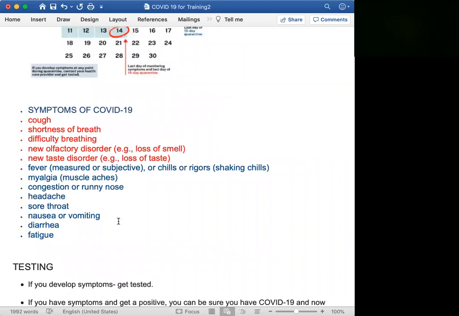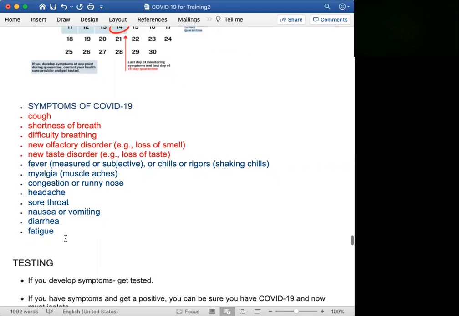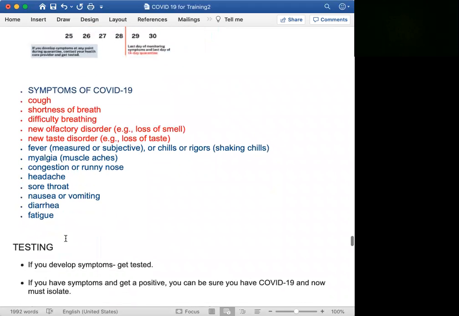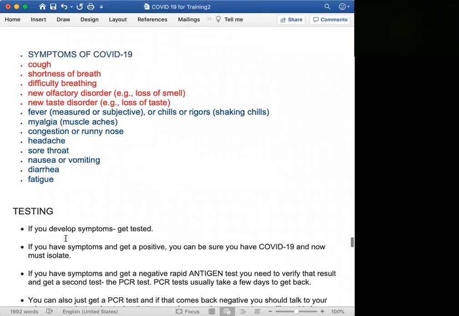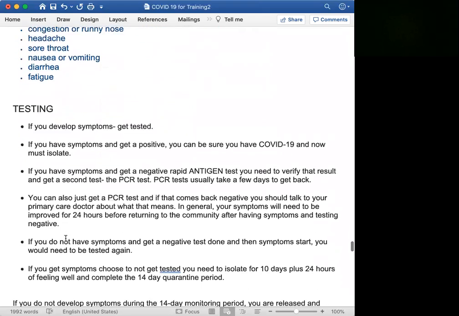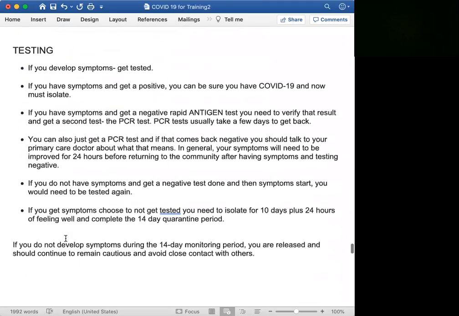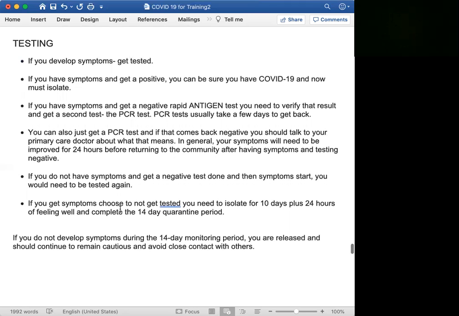Of course, we're looking for new symptoms. People might have fatigue or diarrhea on a regular basis, but we're looking for that new symptom. And then there are also recommendations for testing. I will put this up. You can read through that. Should you develop symptoms and need testing, then this will give you additional advice. I'm not going to go through all of this, but it is here for you if you need it.